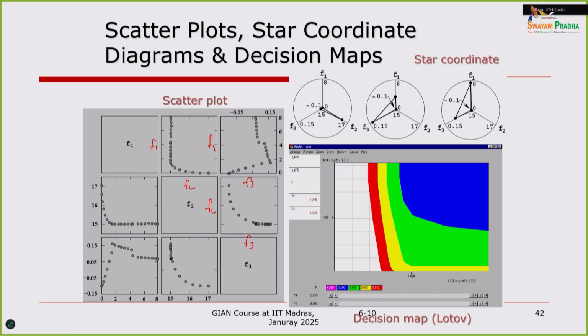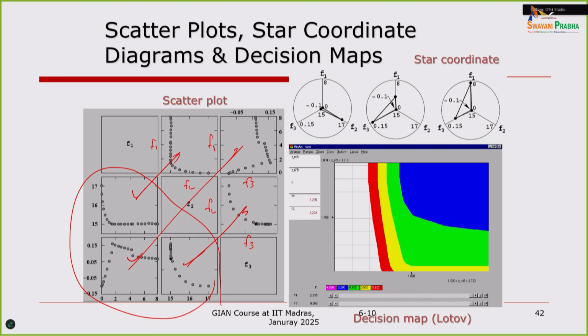Look at the trade-off and all that. If you have a competing algorithm, you can put them here and compare this with this, this with this, and this with this. You can compare and see which one has done better. Otherwise, one side is enough.